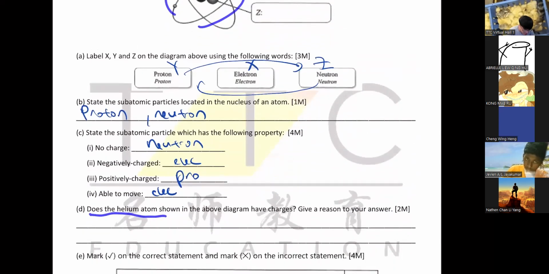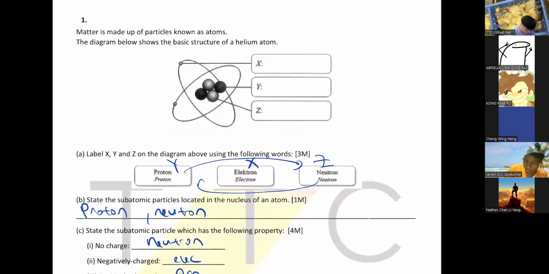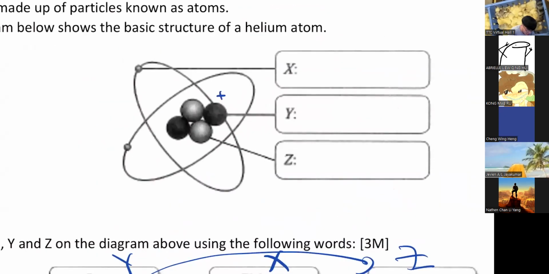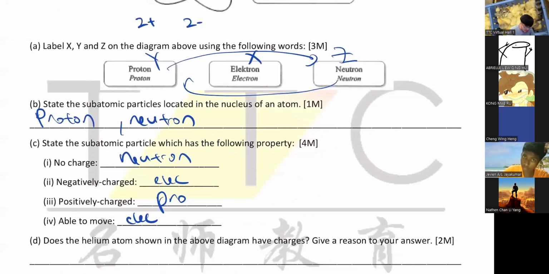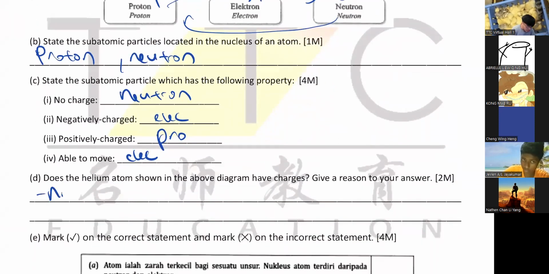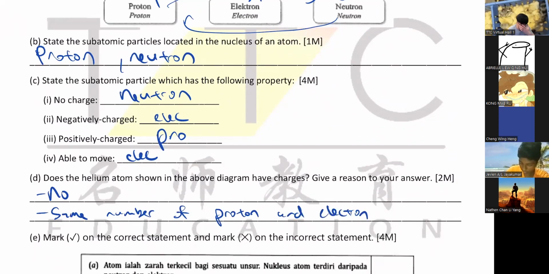Anyway, so D, does the helium atom, this is a helium atom, by the way, mentioned here, have any charges? Explain, give a reason to your answer. Let's just say the dark color one is positive. So this thing has 2 protons and 2 electrons. So 2 plus 2 minus, do they have any charge? No, they will cancel each other out. So no. Why? Because same number of proton and electron. Nombor proton dan electron yang sama. Yes, it's the car brand.